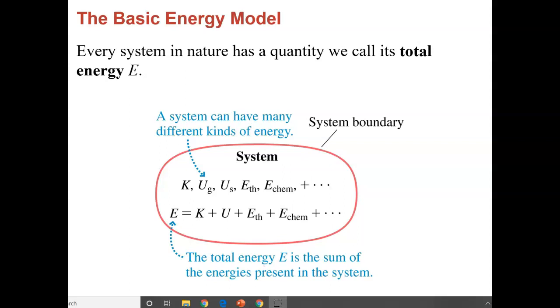So every system in nature has a quantity called the total energy, and energy is just something used to make things either move or stay in a position. And all systems have a bunch of different types of energies. The total energy in the system is the sum of all the energy in there. Okay, so total energy, sum of energy, kind of like we looked at net force. So like total energy here.